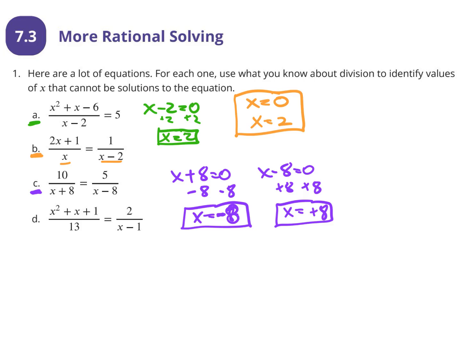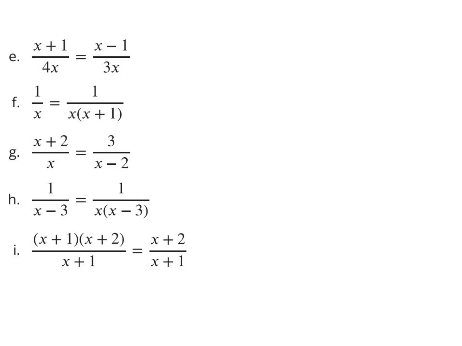And then for D, which is going to be in red, x minus 1 equals 0. Add 1 to both sides. The only solution that does not work is x equals 1. These numbers cannot be solutions. We don't even have to go through the trouble of solving for it. Okay, for E, x cannot be 0. If we get 0, it doesn't work.